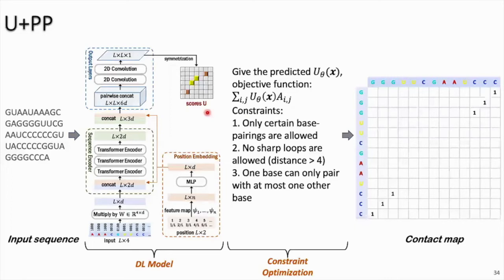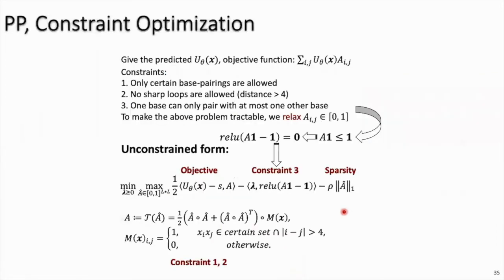And then this U-score matrix will go through the post-processing step, the PP step, for which we use the constraint optimization to realize it. Essentially, in this step, we want to optimize against the correlation between the U-score matrix and the final contact map, with the contact map satisfying all the constraints. So more specifically, here is the constraint optimization.